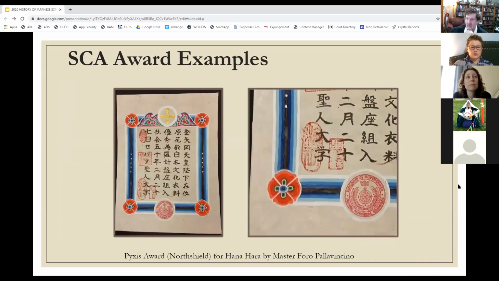This is a Pixis Award for Hanahara. This is by Master Foro Pallavicino, but there's that Hanko again that I wanted to show. This is based off of a Nara period scroll.